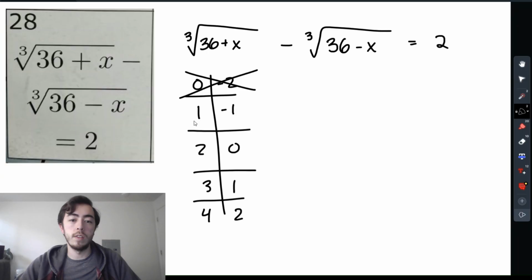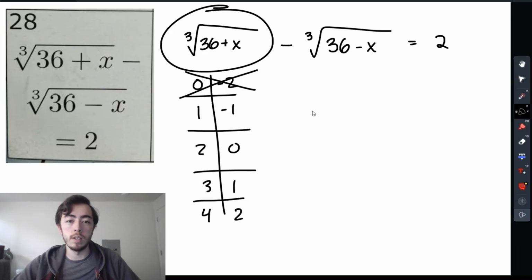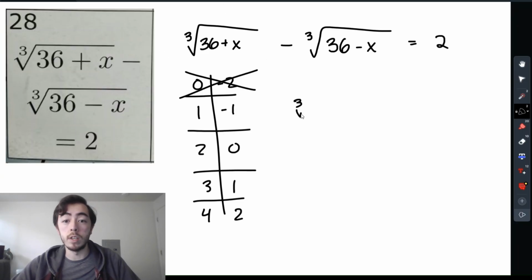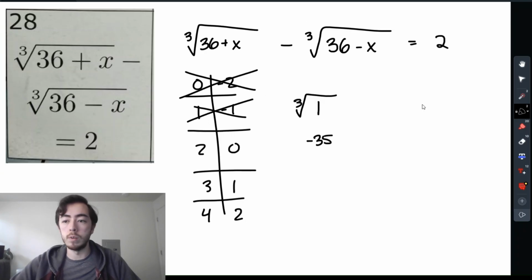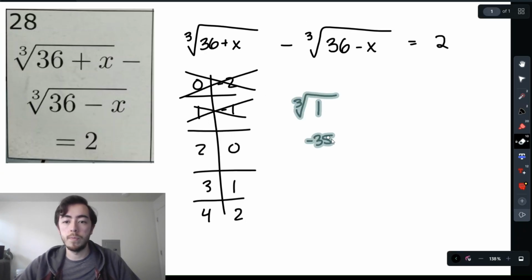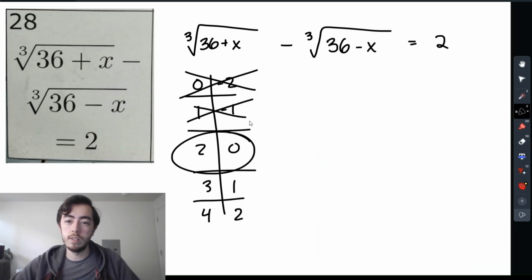I think the second option is going to give us the same kind of issue, where if I'm assuming that the first cube root is the number 1, I would need to be cube rooting the number 1, and that would make x -35. And then we run into the same issue where we have a positive cube root on the right side. Okay, let's see what happens now with these ones.